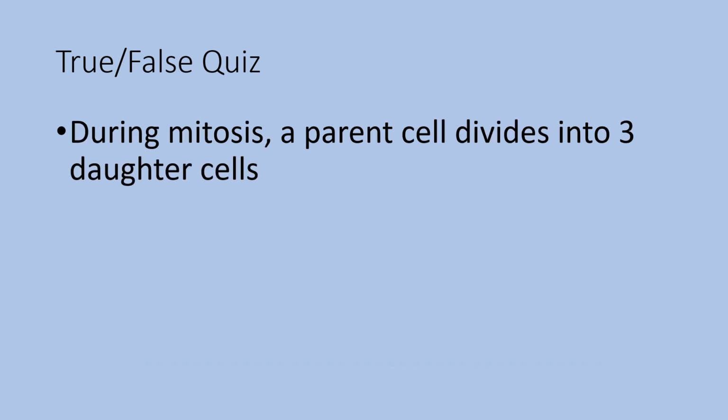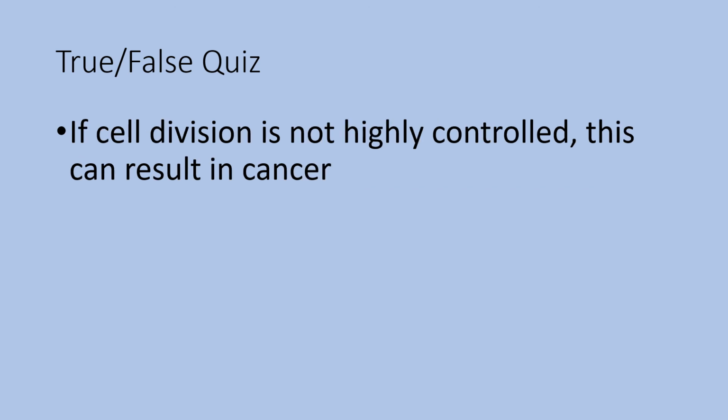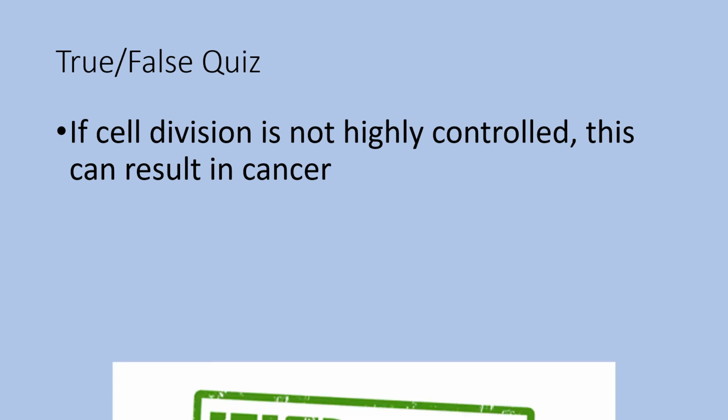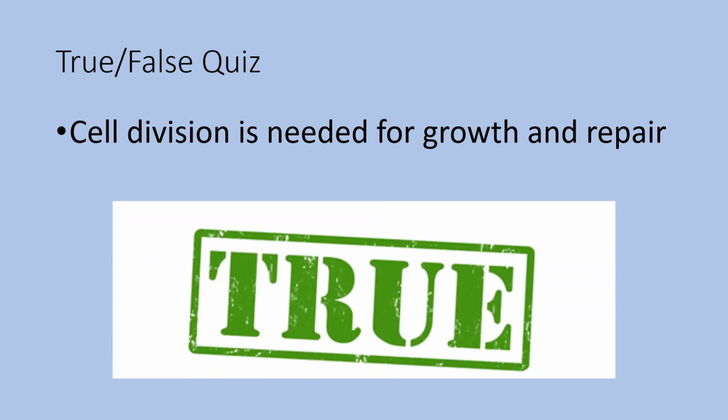So during mitosis, a parent cell divides into 3 daughter cells. Would that be true or false? So the answer would be false, and the reason being is because a parent cell would divide into 2 daughter cells, not 3. If cell division is not highly controlled, this can result in cancer. Is that true or false? So the answer would be true. Cell division is needed for growth and repair, so do you think that's true or false? The answer would be true.